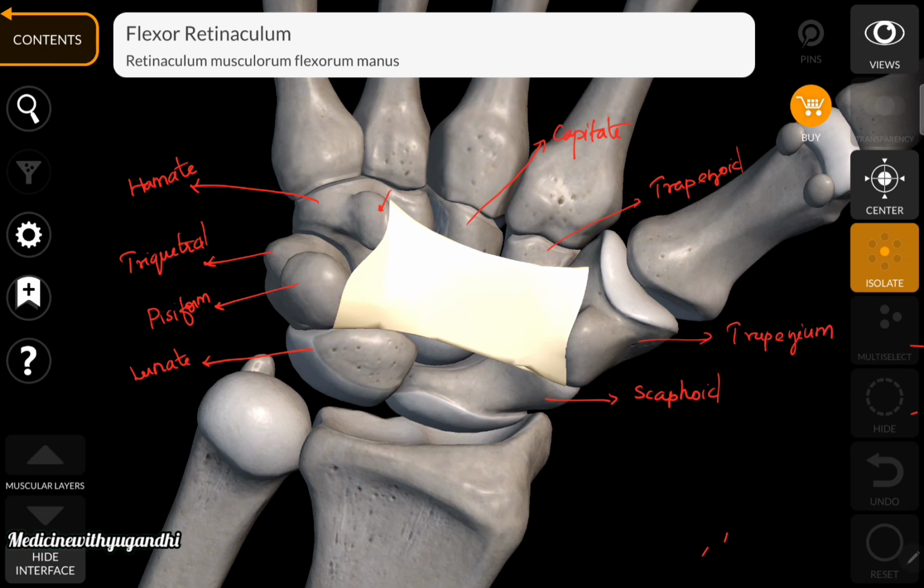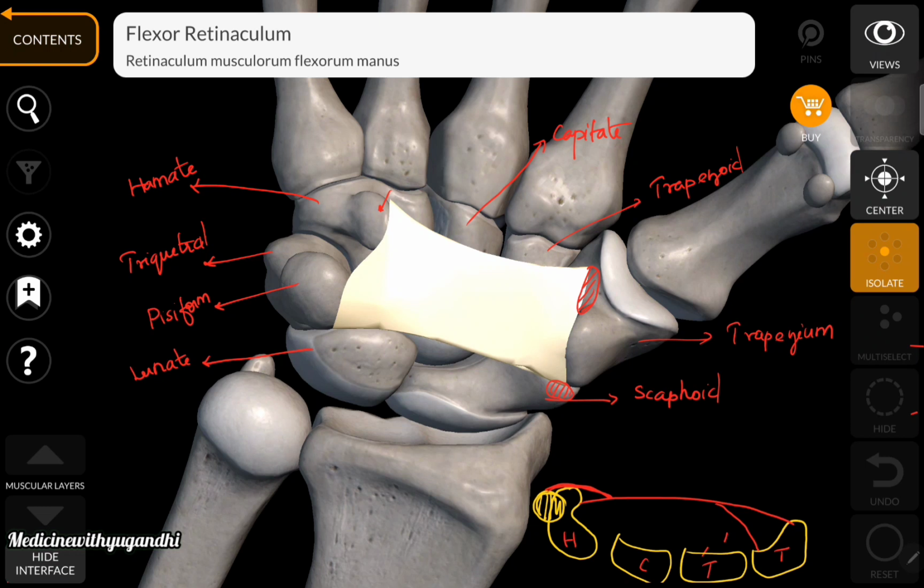So on the medial side, the Flexor Retinaculum is attached to the hook of the hamate as well as to the pisiform bone. And on the lateral side, the Flexor Retinaculum is attached to the tubercle of the scaphoid. Here you can see the tubercle of the scaphoid, and also the crest of the trapezium. So on the lateral side, it is attached to the tubercle of the scaphoid and to the crest of the trapezium.